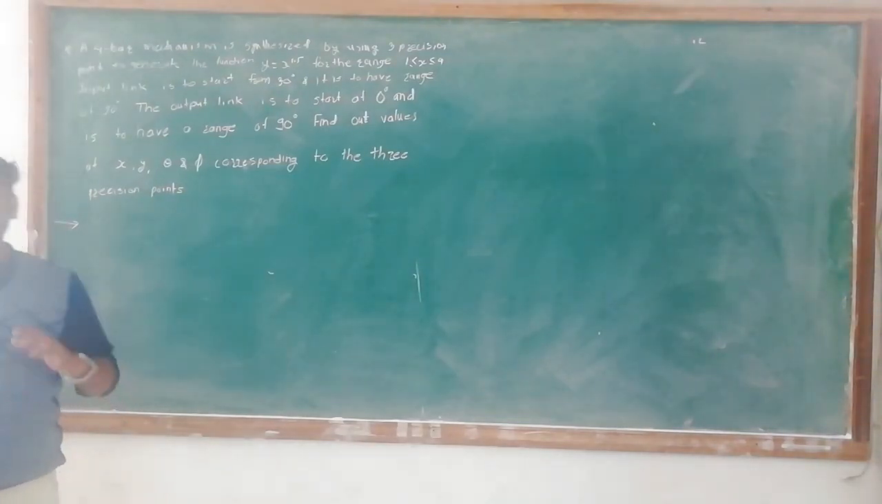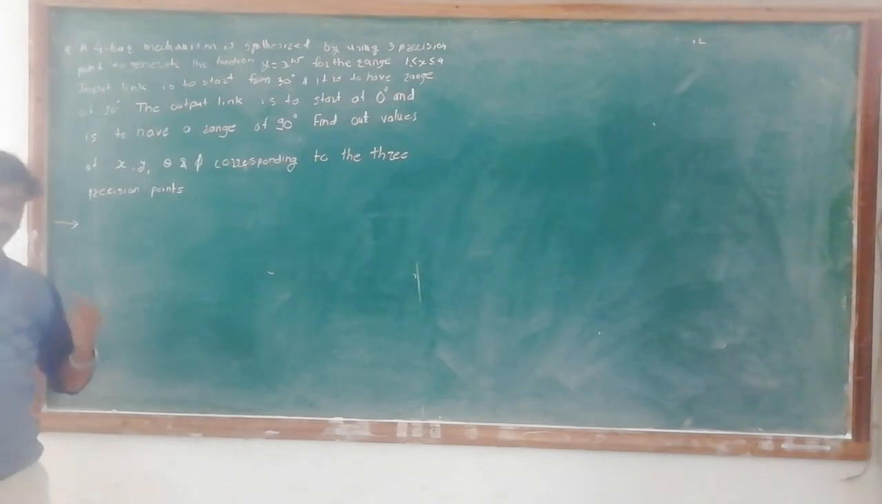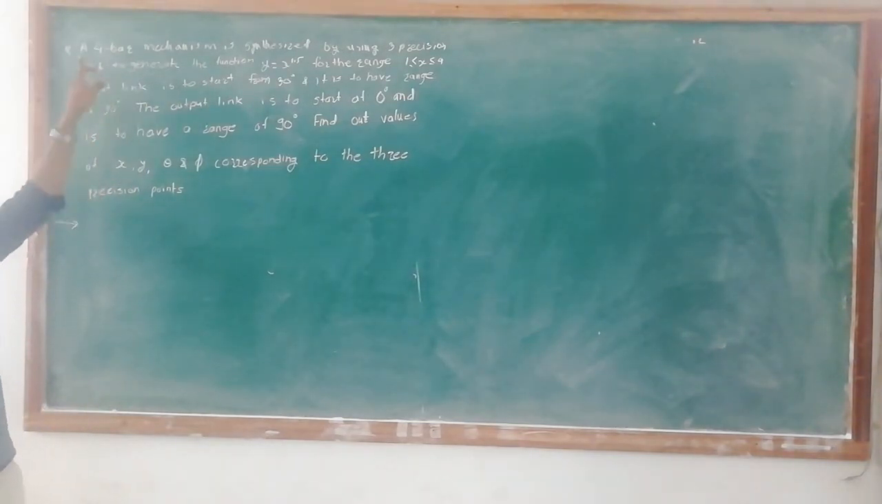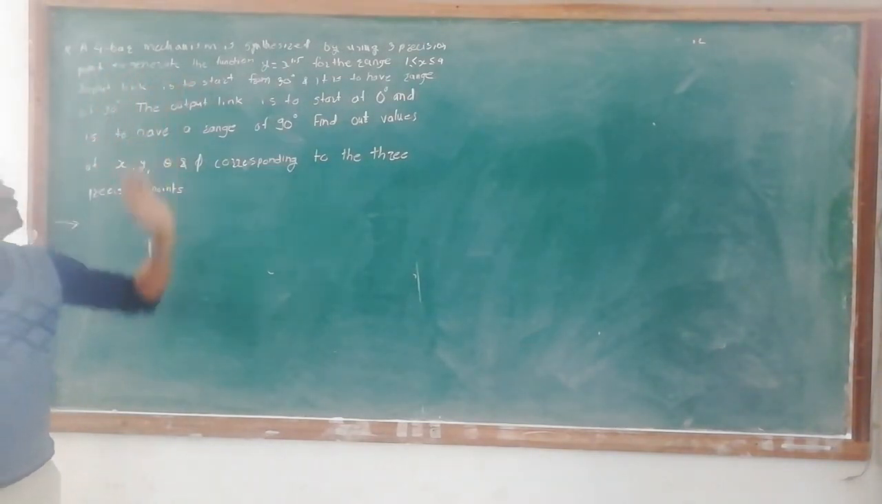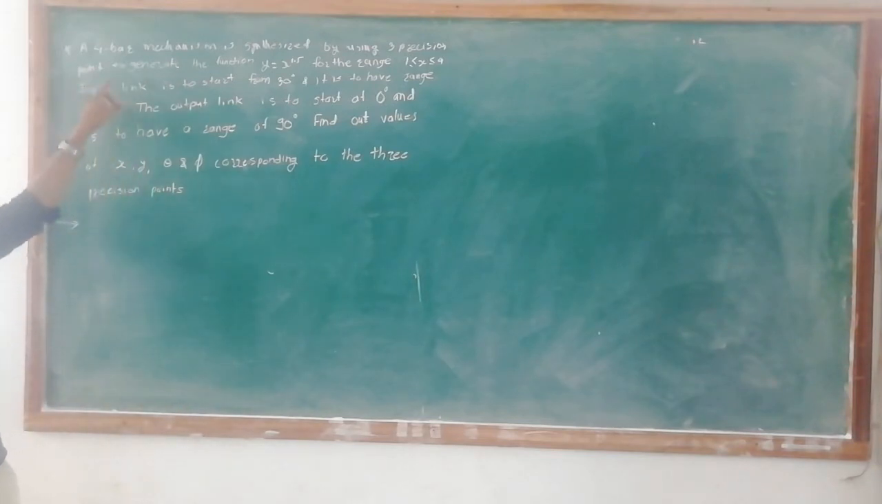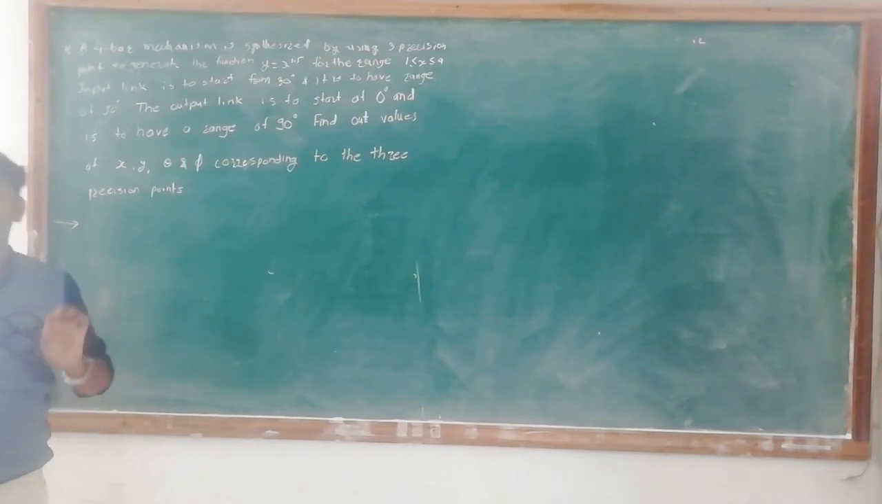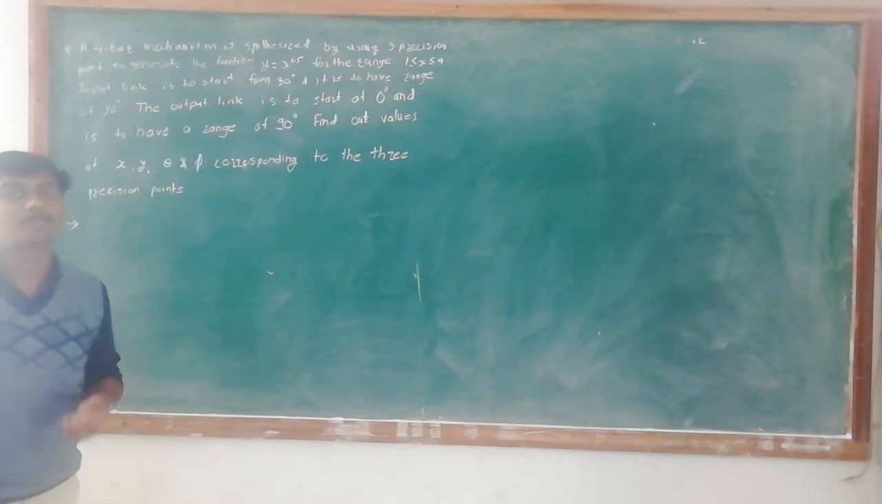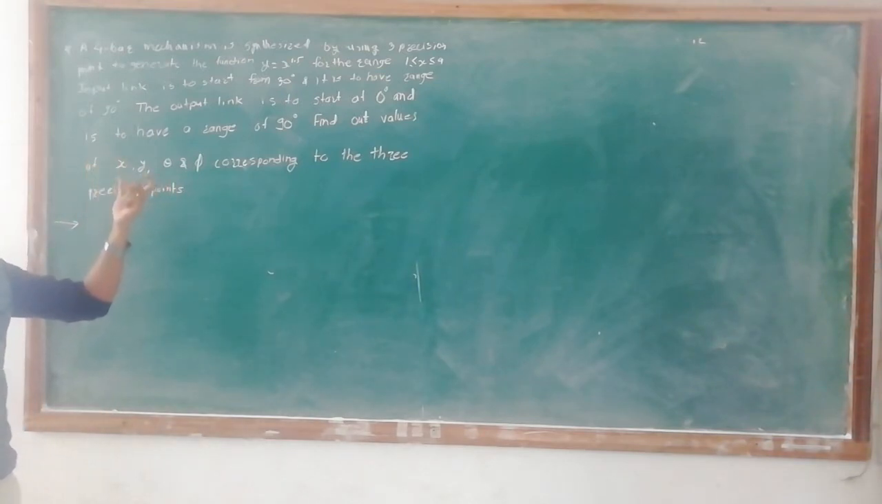Hello student. In today's session we will solve another numerical which is based on Chebyshev spacing. The statement of the numerical is given. The 4-bar mechanism is synthesized by using 3 precision points. In any problem, if they mention precision points or precision positions, then the problem will be solved with the help of Chebyshev spacing.